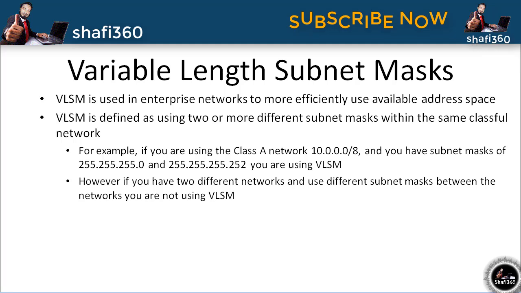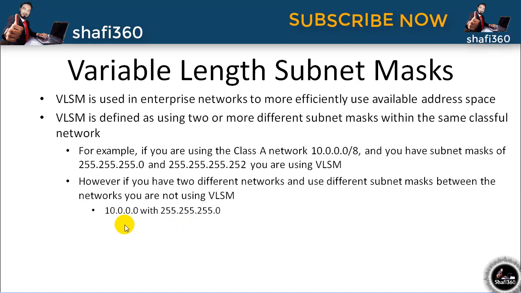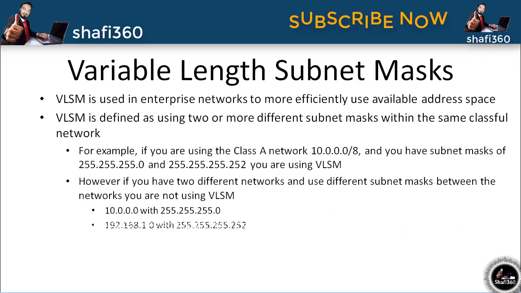However, if you have 2 different networks and use different subnet masks between those networks, you're not using VLSM. Let's say, for example, you're using the 10 dot address space, but you're using all Class C networks for all of your branch locations. You've got 27 branches, and they all have a Class C carved out of 10.0.0.0, 10.0.10.0, 10.0.20.0, so on and so forth. Let's say for your WAN links, you're carving out a single Class C network, 192.168.1.0, with that subnet mask, the /30, for your WAN connections. In this case, you are not using VLSM because you are using one subnet mask for this network and one subnet mask for this network.